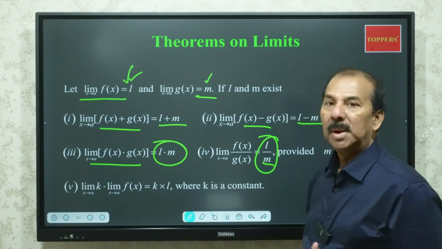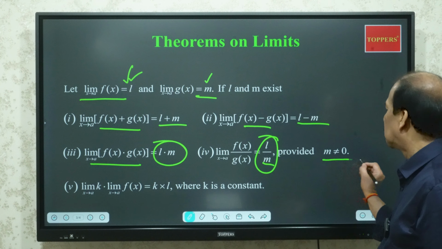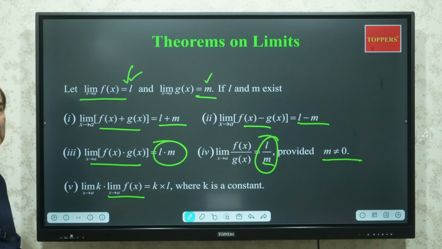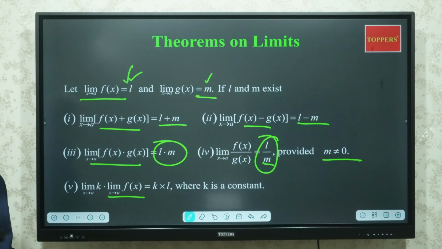M is in the denominator, so obviously m should not be 0. So m should not be equal to 0. Now if a function is multiplied by some constant k, then the limiting value of that gets multiplied by k.